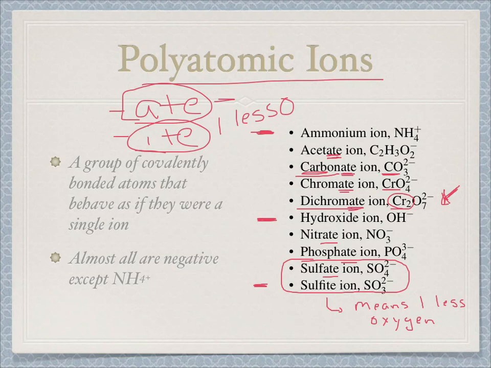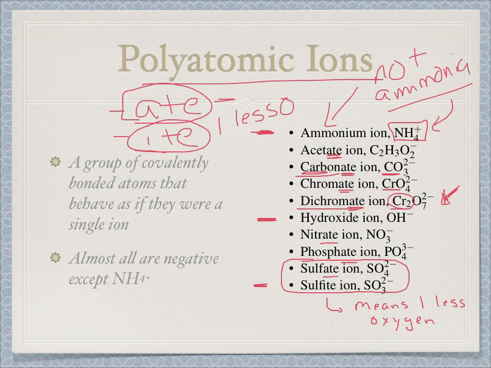The exception ones, ammonium obviously is the most unusual one in that it is a positive one. And this is not ammonia. When you think of ammonia like the cleaning product or whatever, this is not ammonia. Ammonia is NH3 and it is a compound, not an ion. This is NH4 plus and it is an ion. There's a difference there. Make sure that you're aware of that.